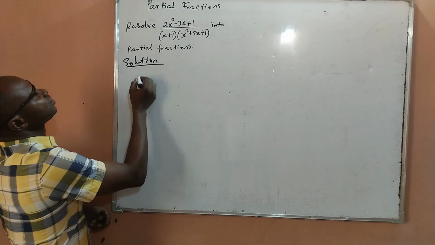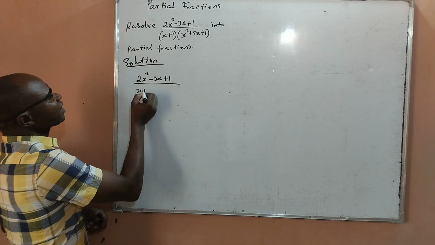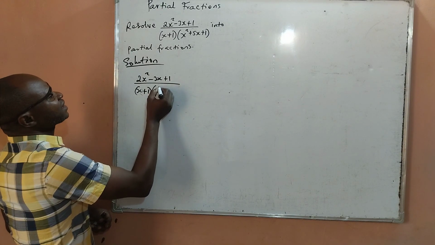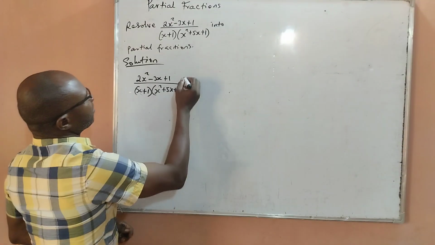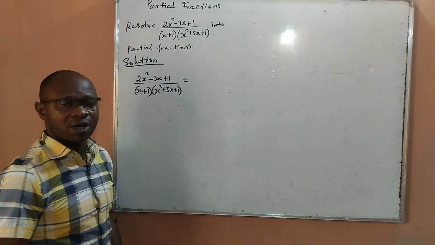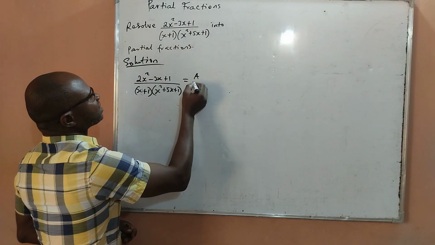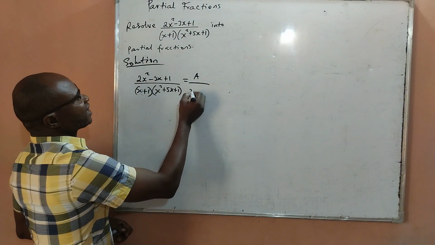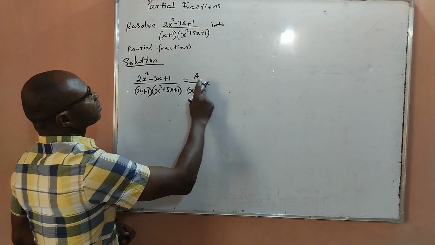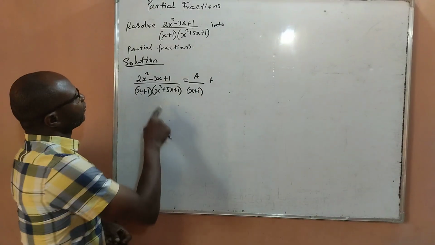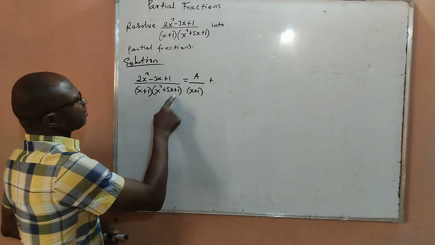The question is 2x squared minus 3x plus 1 all over x plus 1 into x squared plus 5x plus 1. The method of splitting this compound fraction into partial fractions can be represented as A all over the first bracket at the denominator, then plus, if you look at this second bracket, it is a quadratic equation, but it is not factorizable.